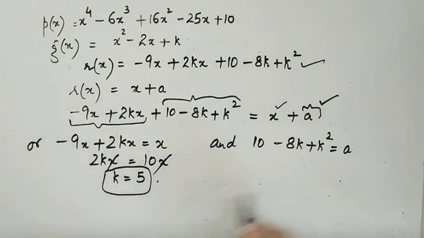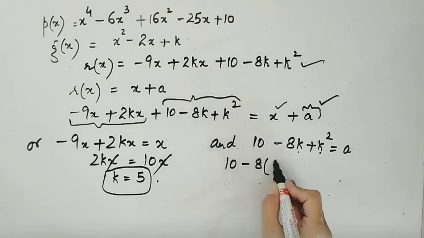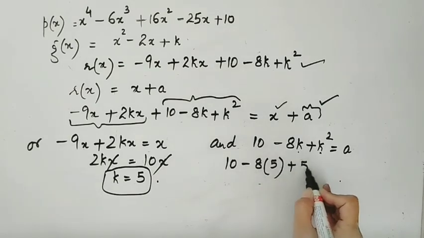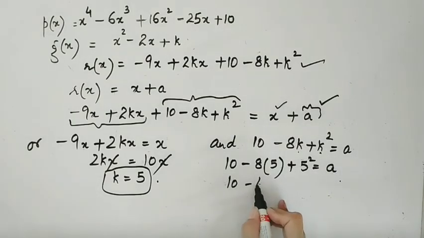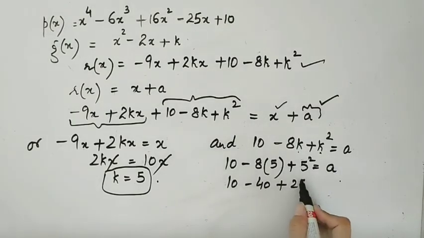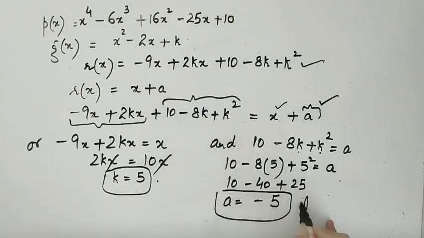If k is 5, put the value of k over here. This is 10 minus 8 into 5 plus 5 square. Simplify this, you will get the value of a. This is 10 minus 40 plus 25, which would be minus 5. So a is minus 5. Here goes the result. A and k were unknown, so we have found a as minus 5, k as 5. I believe this must be clear to everyone.